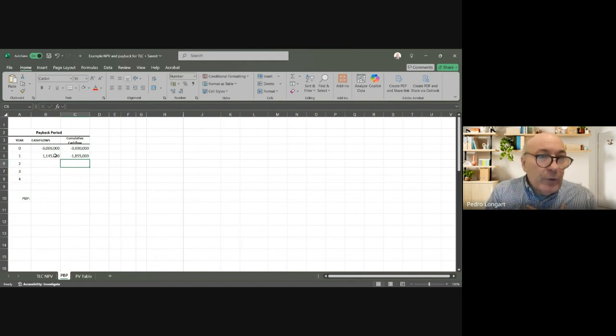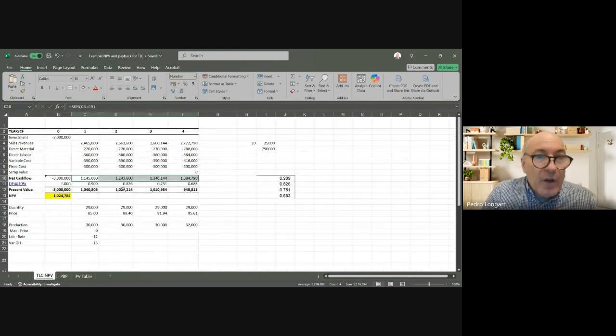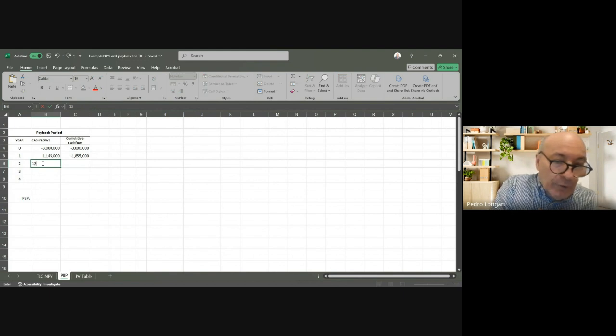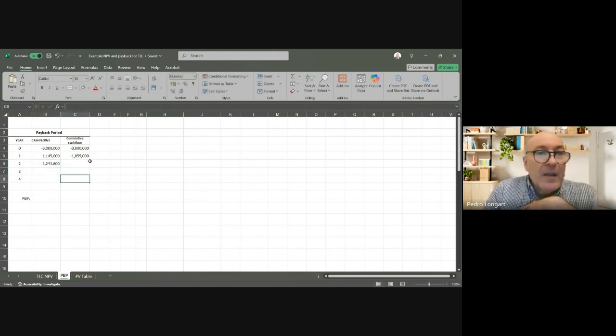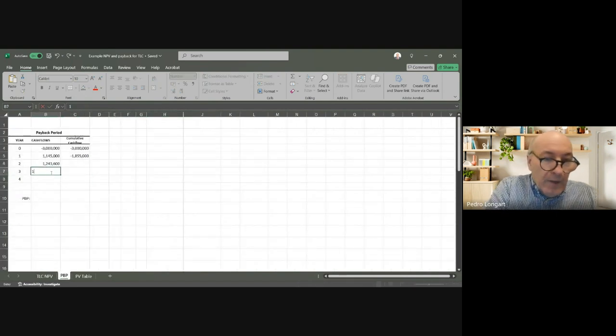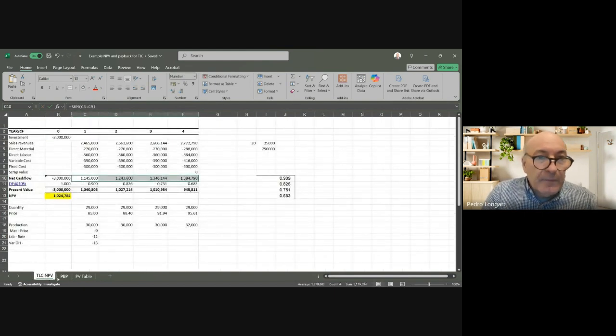Now for year 2, I still need to have the cash flow for year 2, which is 1,243,600. This number goes here. And then I need the same for year 3, 1,346,144. And I need the same for year 4, which is 1,384,790.